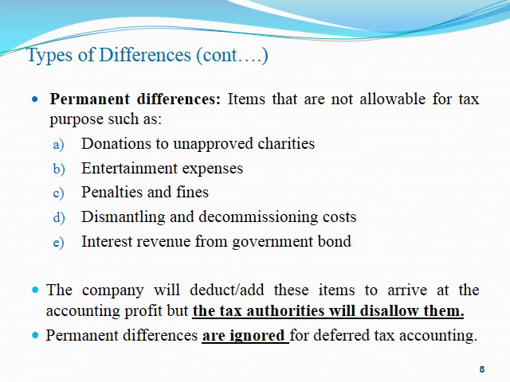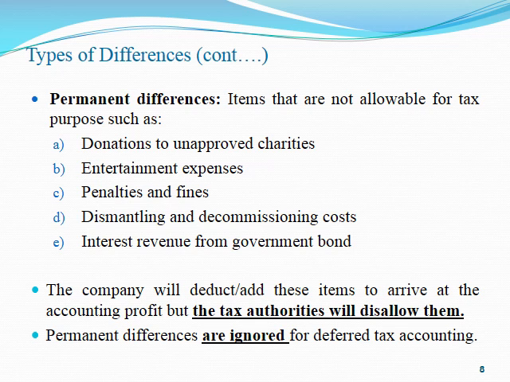The second type of differences is permanent differences. It refers to items that are not allowable for tax purposes, such as A, donation to unapproved charities. B, entertainment expenses. C, penalties and fines. D, dismantling and decommissioning costs. And E, interest revenue from government bonds that is tax exempted.